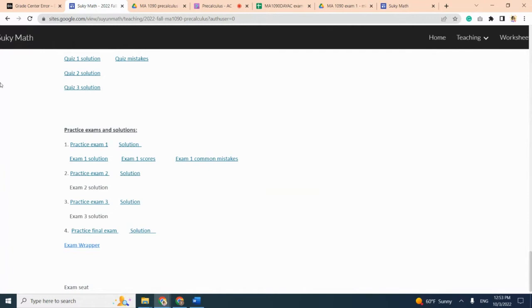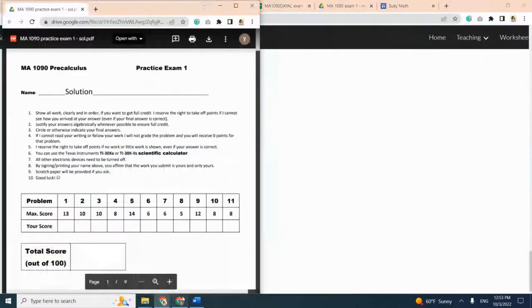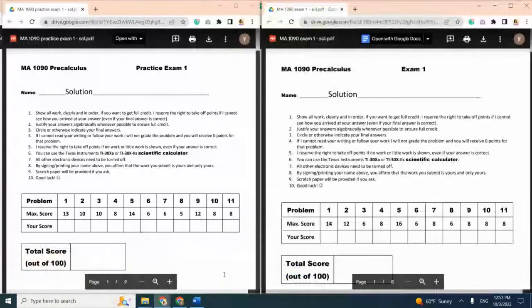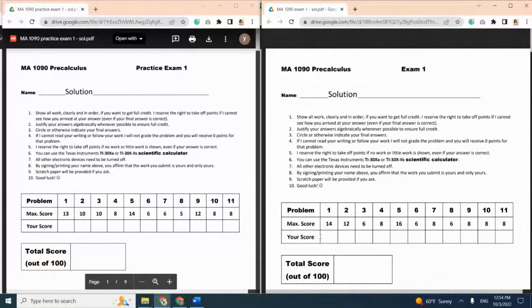Okay, and I have already posted the exam 1 solution and exam 1 scores and exam 1 common mistakes. So if you click the solution, then you can see our exam solution. I want to compare with you. On your left hand side, this is our practice exam solution. On your right hand side, this is our exam solution. Let's take a look at both.